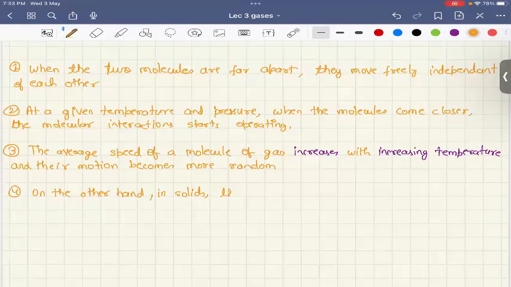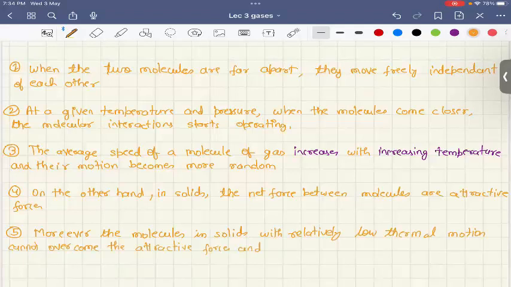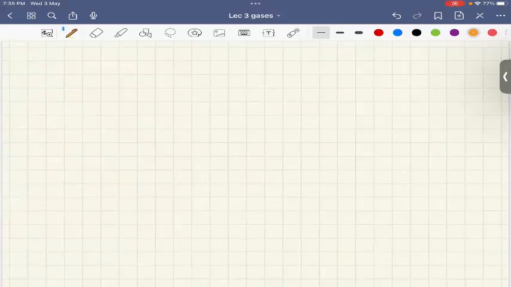On the other end, the net forces between the molecules are attractive forces. Moreover, the molecules in a solid, with relatively low thermal motion, cannot overcome the attractive forces and cannot move independently. Right? However, on heating, the thermal motion increases and the solid melts. In the liquid state, there is a balance between the attractive intermolecular forces and thermal motion. The molecules can have translatory motion but cannot become completely free like gases.